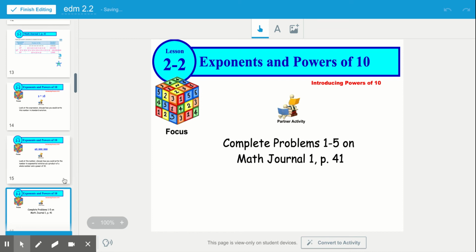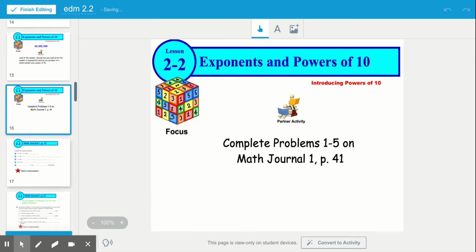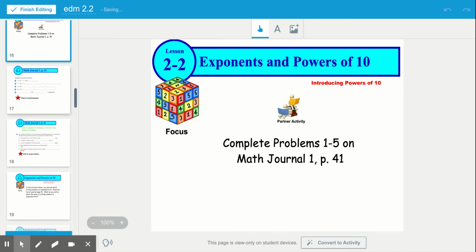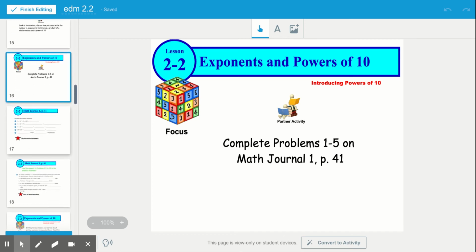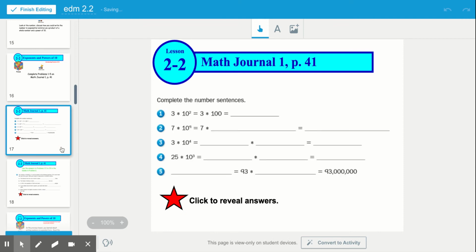Now it's your turn. If you have closed your journal, open it back up to page 41, and you've got a couple pages that I want you to work on, and then you'll pause and come back and check your work. So you'll see here, complete the number sentences. 3 times 10 to the second. They've given us the next step, 3 times 100. Think about what that equals, and then write the standard. 7 times 10 to the 9th. Now they want you to write in what does 10 to the 9th equal and what does that altogether represent.